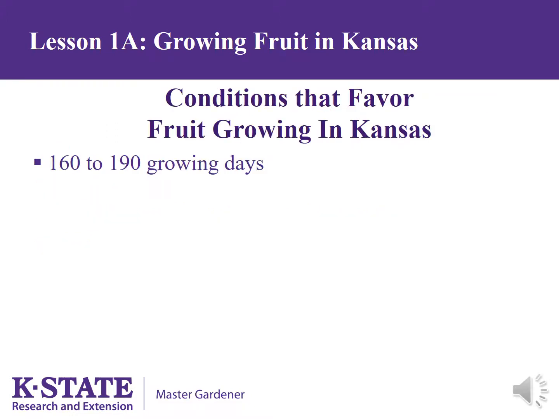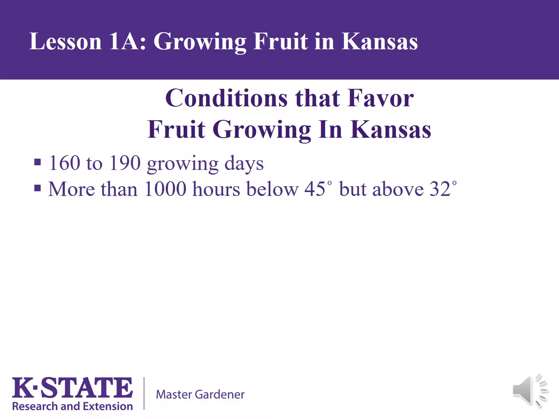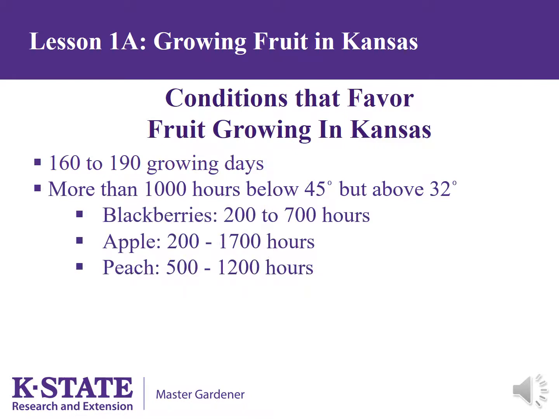There are a number of conditions that favor fruit growing in Kansas. We have a relatively long growing season of 160 to 190 days, which allows us to grow a wide variety of fruit. We also have more than 1,000 hours below 45 degrees but above 32 degrees. These are called chilling hours. Our fruit plants require a certain number of chilling hours before they will break bud in the spring. For example, apples are more difficult to grow in Texas due to low chilling hours there.